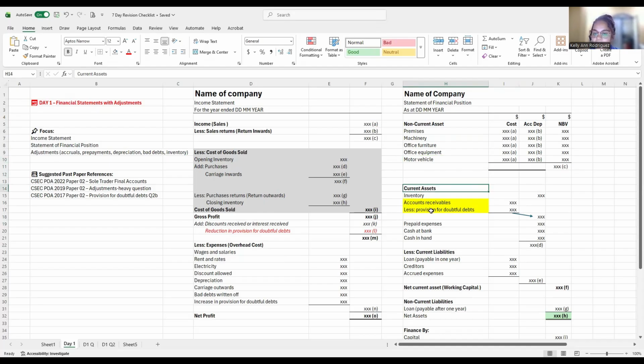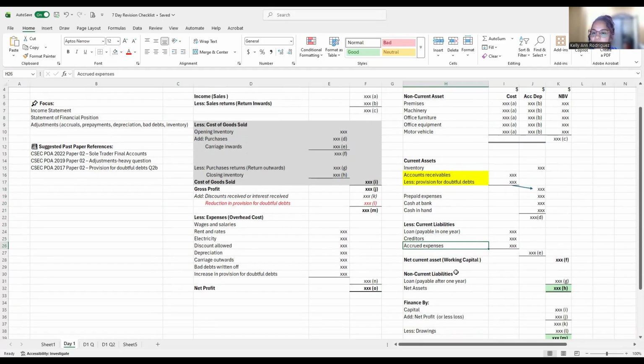Same thing as current asset. Your current assets are listed the same way. However, in this case, I included your accounts receivable less your provision for doubtful debt so that you can have a subtotal to put under your current assets as you work and come down the line. Don't forget your prepaid expenses. Most students include minus the prepayments from their income statement and forget to include it as a current asset in their statement of financial position.